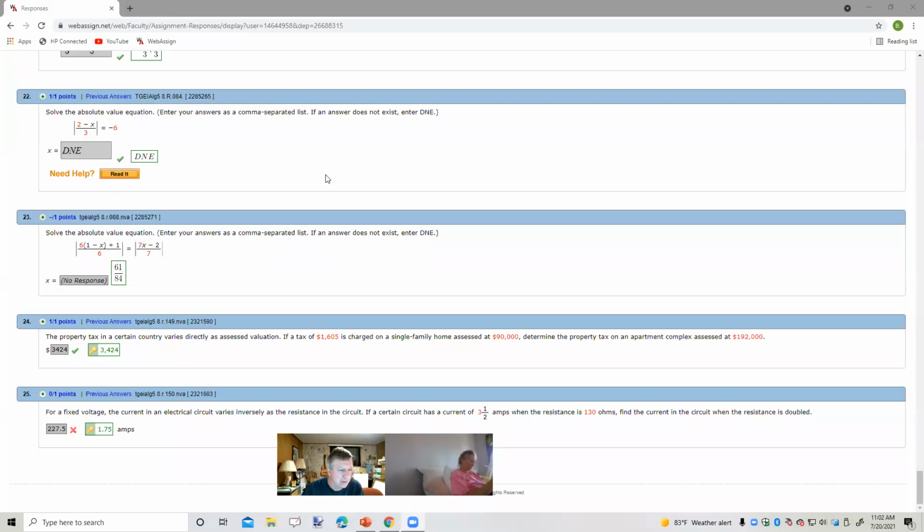All right. 23, solve the absolute value equation. Enter your answers as a comma-separated list. If the answer does not exist, enter DNE in capital letters. Let me copy this down and then we'll go through it together. We've got the absolute value of 6 times the quantity 1 minus x plus 1, all over 6, equals the absolute value of 7x minus 2, all over 7. Let's go back to the whiteboard and take a look.